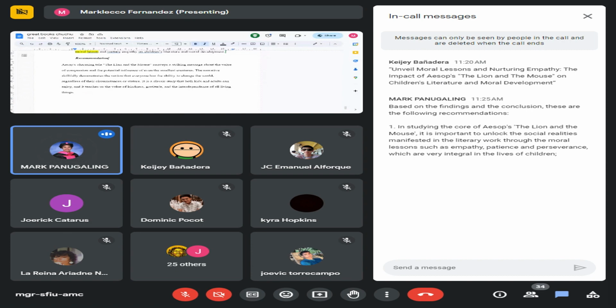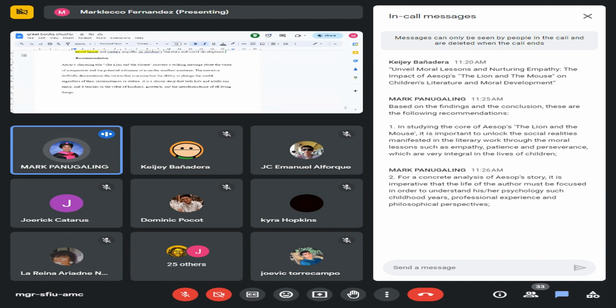such as what you discuss above will also be manifested here. Maybe childhood years, professional experience, and philosophical perspectives. Again, those are just samples on how you're going to make recommendations. How will you recommend in case that they will study this literary work? How will you recommend for them to analyze well?